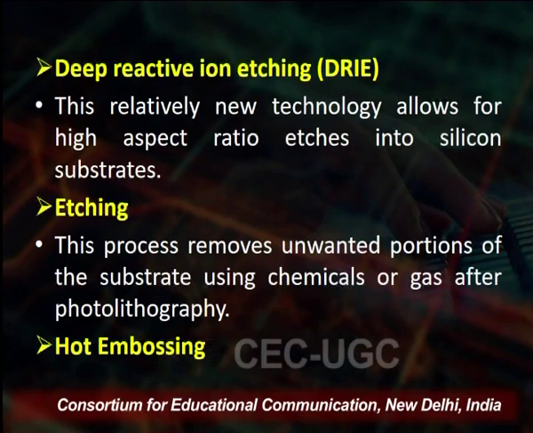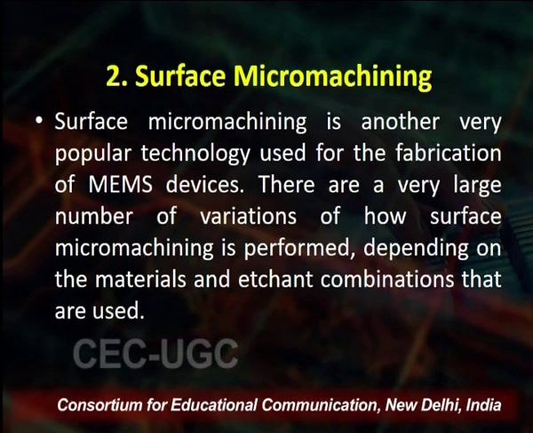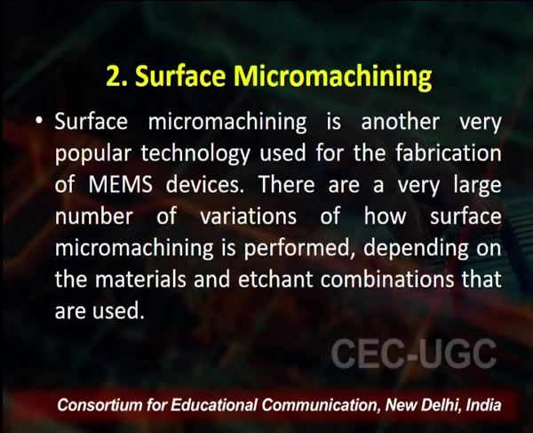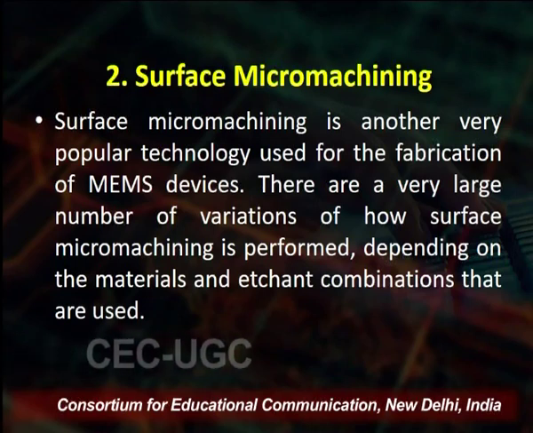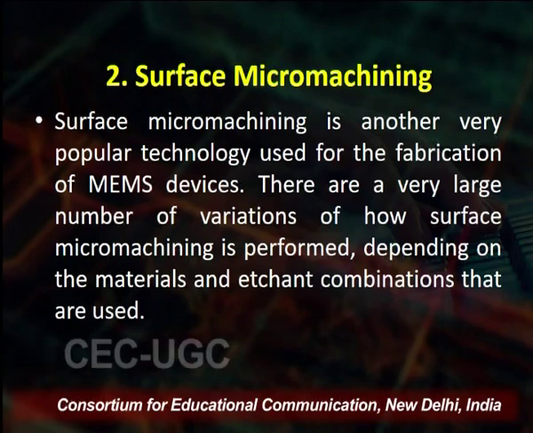First, we have discussed in the previous lecture. The second technique is surface micromachining. What is this? Surface micromachining is another very popular technique used for the fabrication of MEMS. And there are a large number of variations of how surface micromachining is performed depending on the materials and the etchant combinations that are used. However, the common theme involves a sequence of steps starting with the deposition of some thin film material to act as a temporary mechanical layer on which the actual device layers are built.